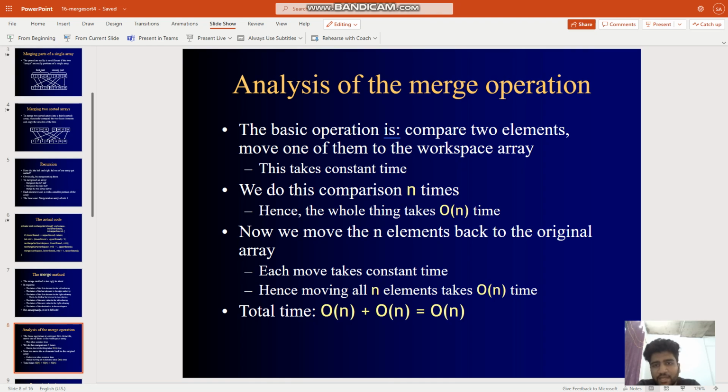Let's do an analysis of the merge operation. The basic operation is to compare two elements and move one of them to the workspace array. This takes constant time. We do this comparison n times, hence the whole thing takes order of n time. Now we move the n elements back to the original array. Each move takes constant time, hence moving all n elements takes order of n time. So the total time is order of n plus order of n, which is equal to order of n.